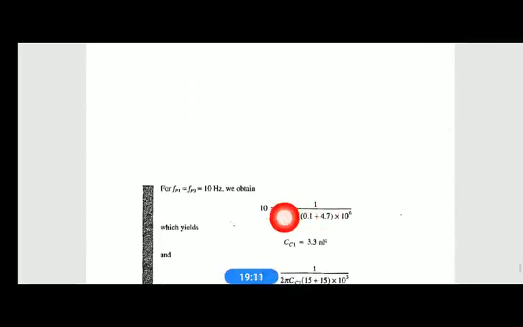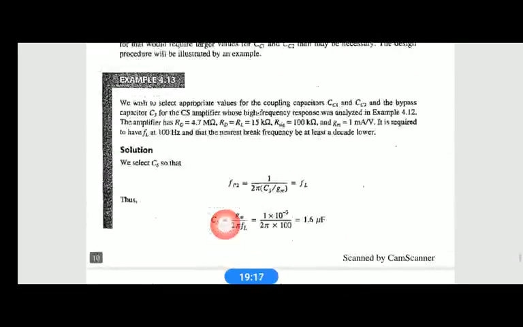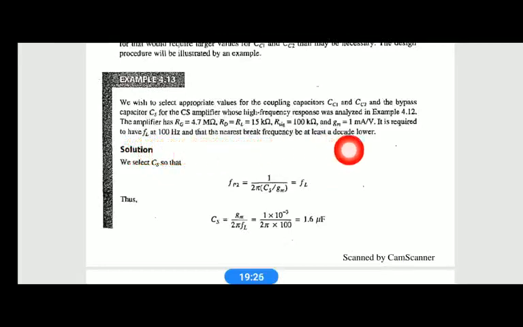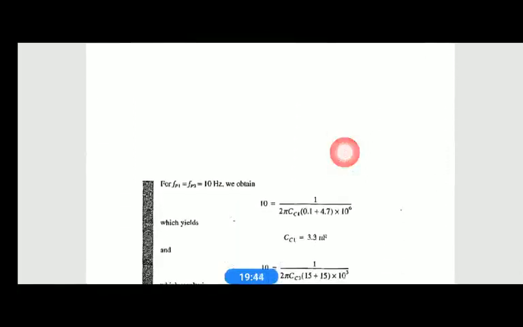In a similar way, for FP1 and FP3. Here it is given that the amplifier is required to have FL of 100 hertz, and the nearest other break frequencies, FP1 and FP3, are 10 times lower than FL, means at least a decade lower than FP2. FL, which is FP2, is 100 hertz here, so 10 times lower is 10 hertz. So FP1 and FP3 we are taking as 10 hertz.